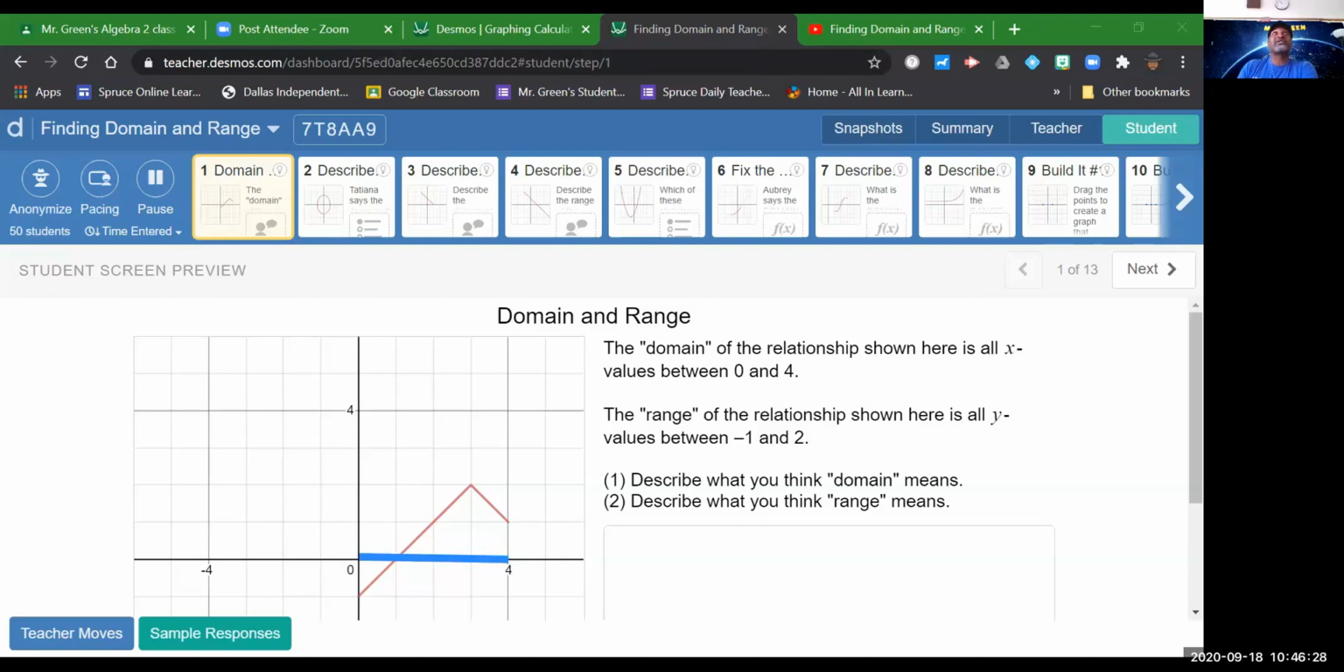Now let's draw the range, and I will use green for the range. With the range, we look at the y-axis. So I'm going to go to the lowest point on the y-axis in the graph and the highest point, and that's the range of the graph. So that's what it looks like.